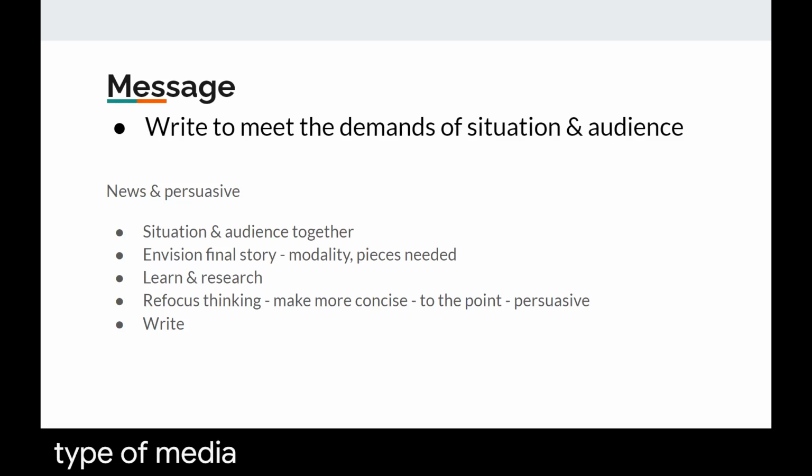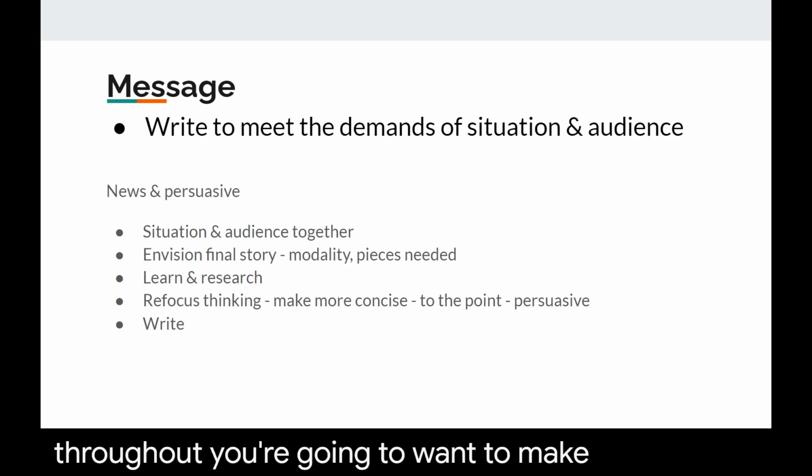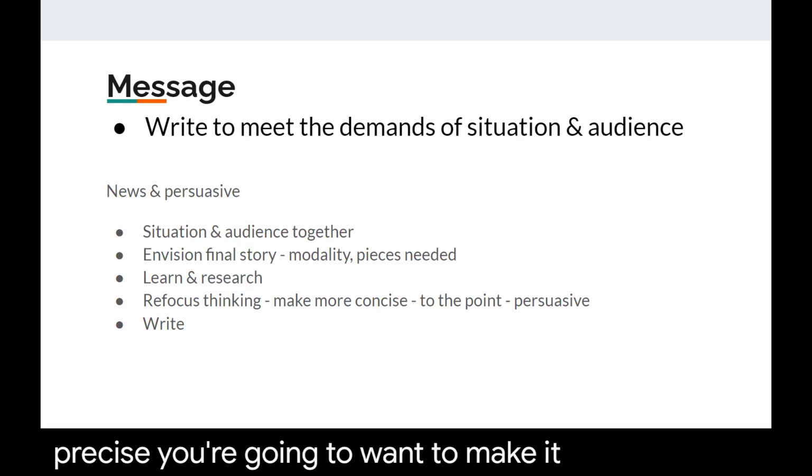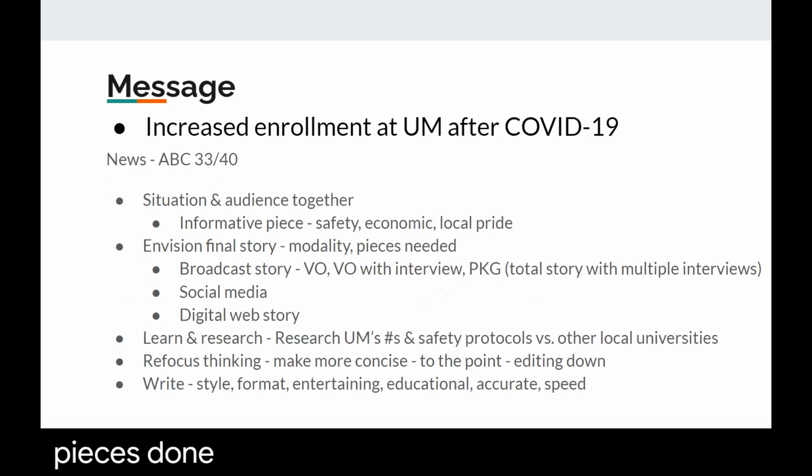What type of media is it? What pieces would be needed for you to accomplish that? You're going to need to learn more about what you're crafting and then do research as well. You need to refocus your thinking throughout. You're going to want to make it more precise. You're going to want to make it to the point. And particularly for persuasive writing, you're not going to need to come back to your appeals time and time again. And then you're going to write, and you're going to write some more, and you're going to edit, and then you're going to write some more until the piece is done.